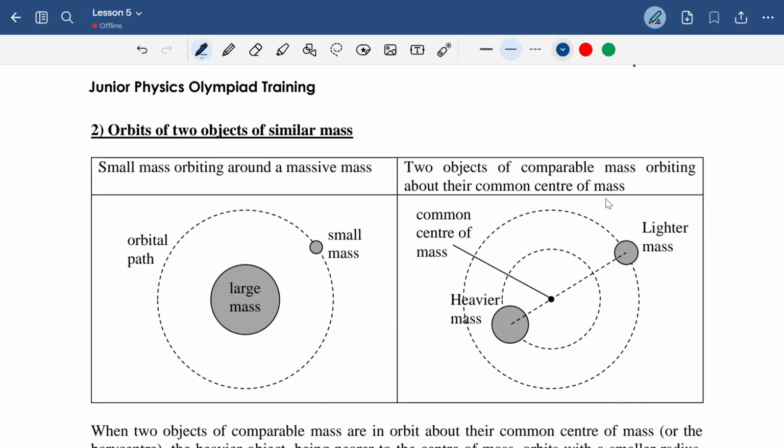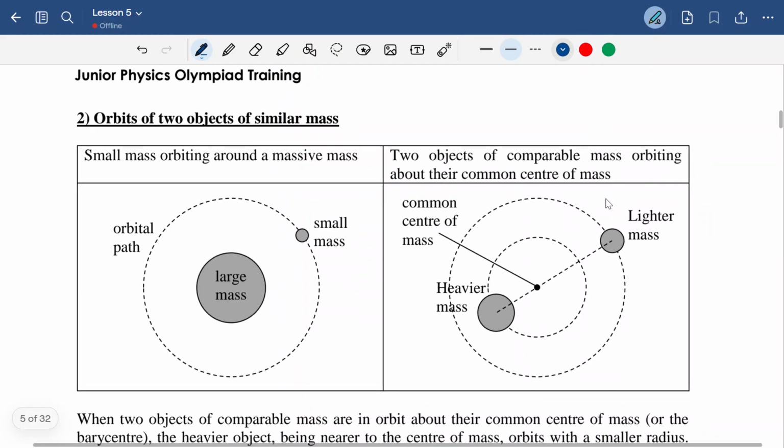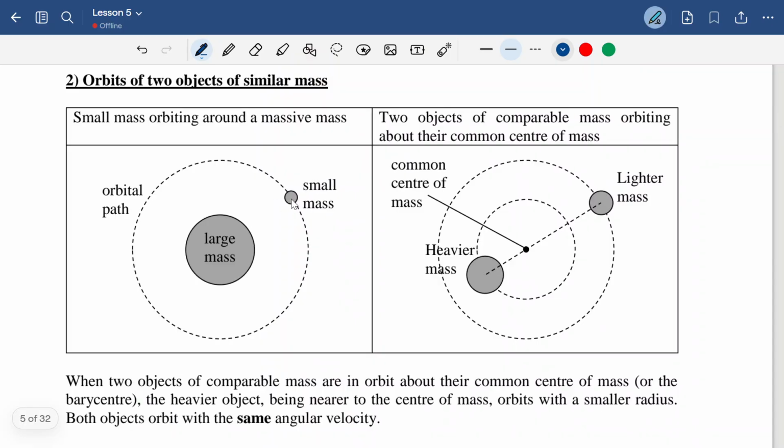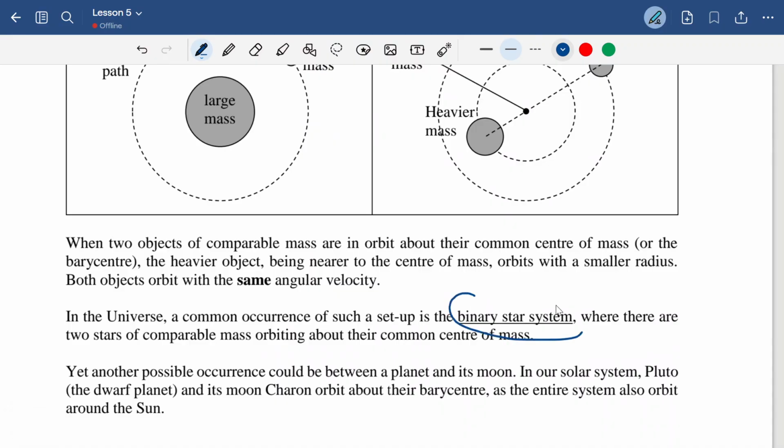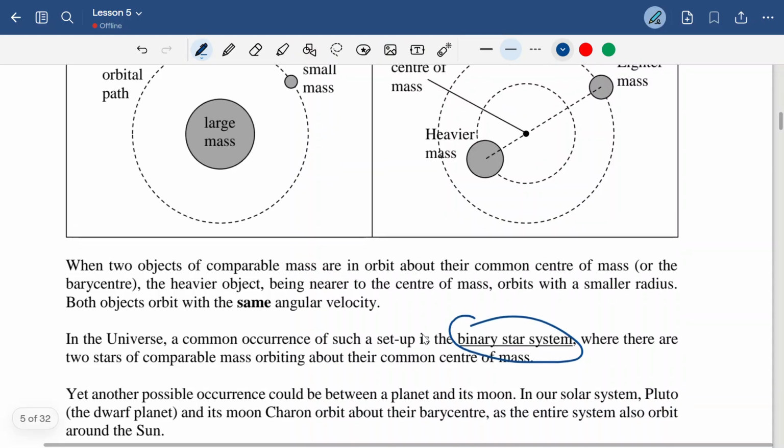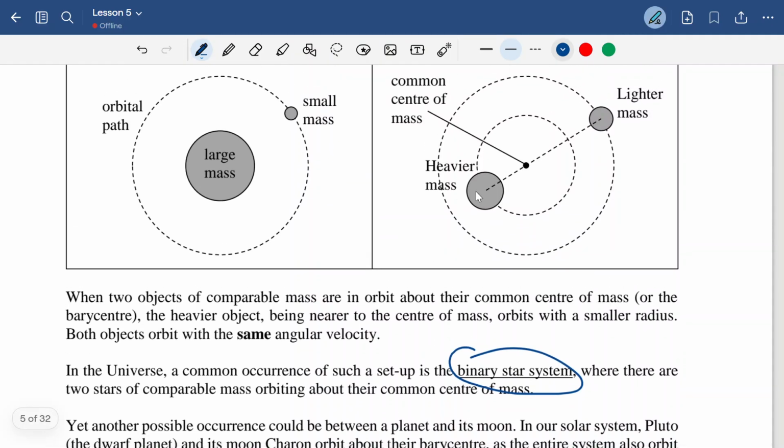So the next part, I don't know if they will come out if we expand on the circular orbit part. Because for gravitation, I feel that one of the most important things is orbits. Instead of just a small mass versus a large mass, now there's another type of orbit that is between two objects of comparable mass. Specifically in the universe, the most common is a binary star system. A binary star system is a system of two stars. Their masses are probably close to each other, and they orbit about their common center of mass.